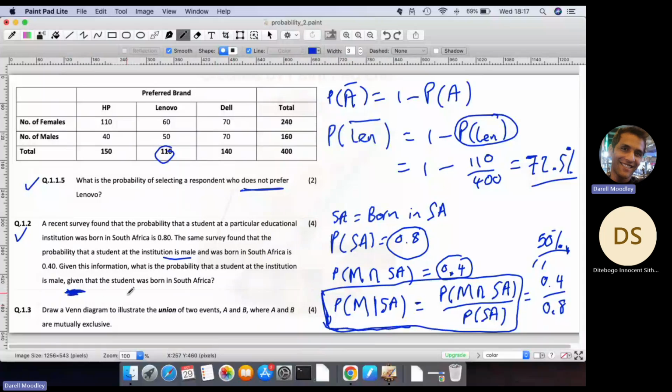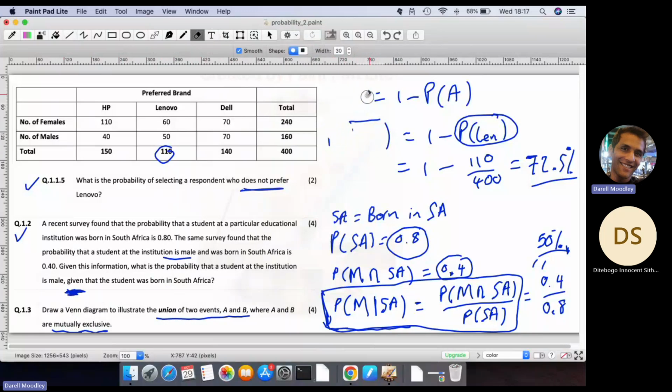Now 1.3 says draw a Venn diagram to illustrate the union of two events A and B, where A and B are mutually exclusive. Mutually exclusive means they don't intersect. They can't occur together. So for instance, having a head and a tail on a coin on a single flip, you can't have that. It's either going to be heads or tail. So if I had to draw a Venn diagram for that, let me just make some space to do that.